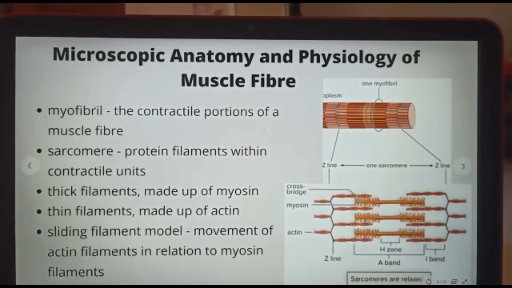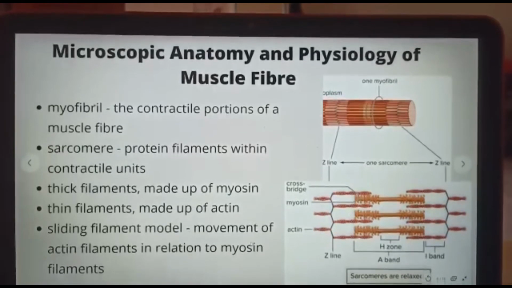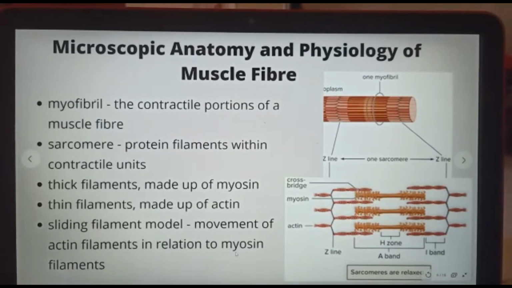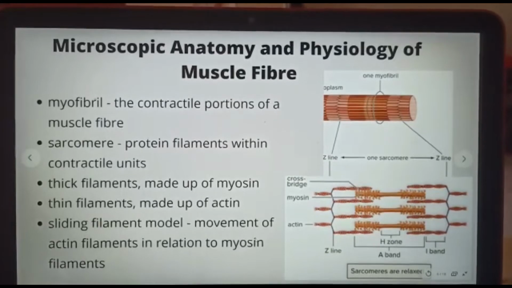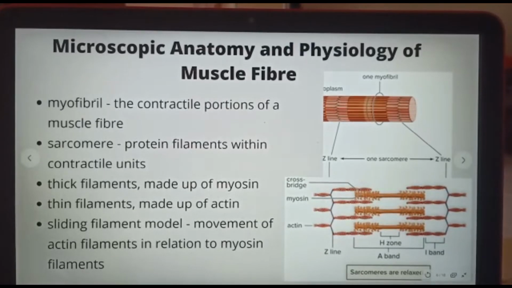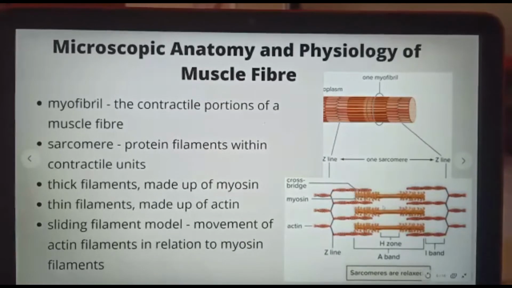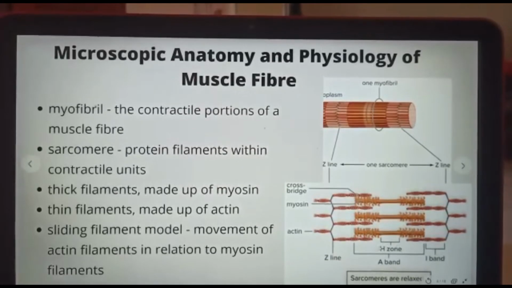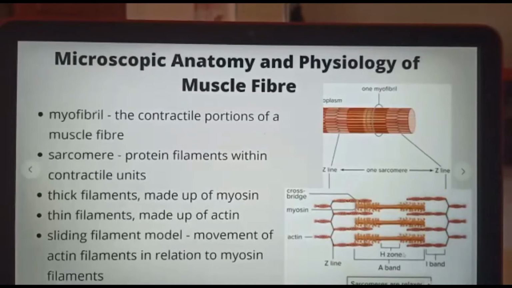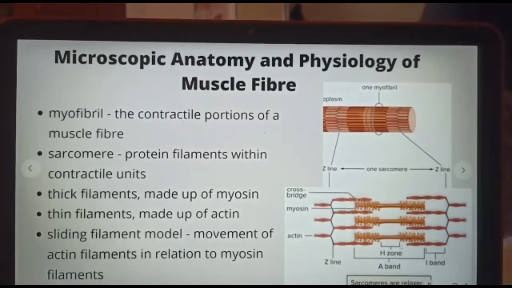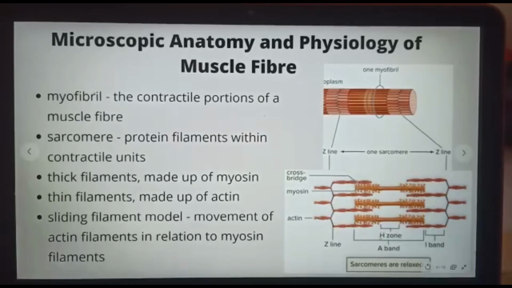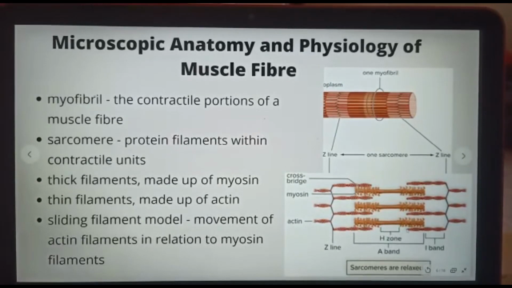The next is the sliding filament model, which is the movement of actin filaments in relation to myosin filaments. Basically, when a sarcomere shortens, the actin, or thin filaments, will slide past the myosin, which is the thick filaments, and the H zone will nearly or completely disappear. During the sliding process, the sarcomere will be shortened even though the filaments themselves remain the same length.